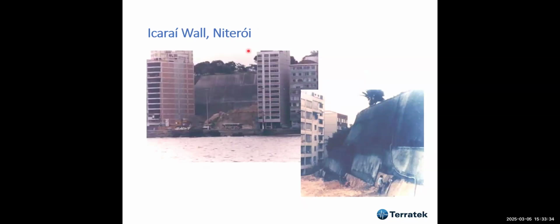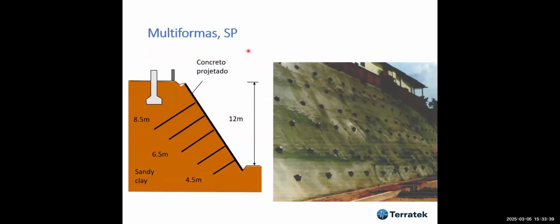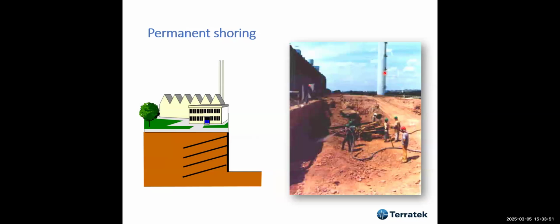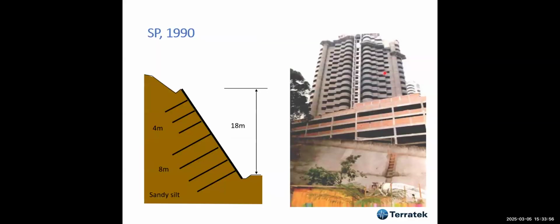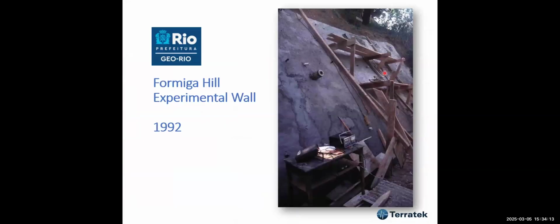And this kind of wall behind some high-rise buildings in Niterói. This is another project in which they decided to nail underneath the foundation of this one-story building. Permanent shoring, vertical shoring here. I don't remember where it was. And then this was one of my first projects, in which I did the analysis for a contractor, and my first experience in 1990 with proper design.